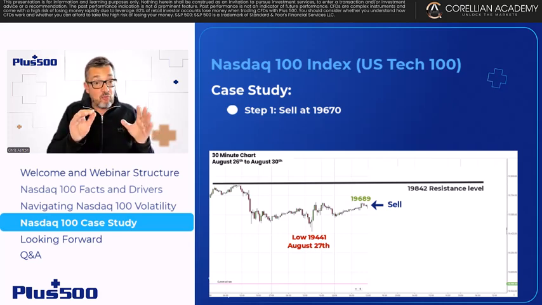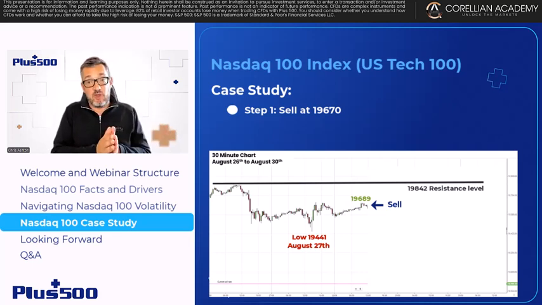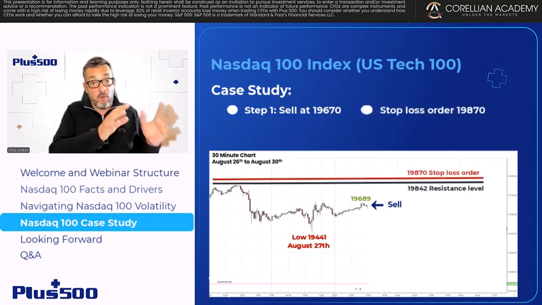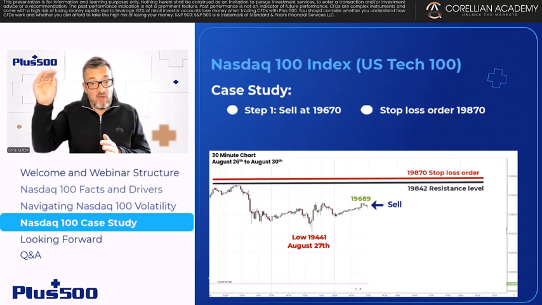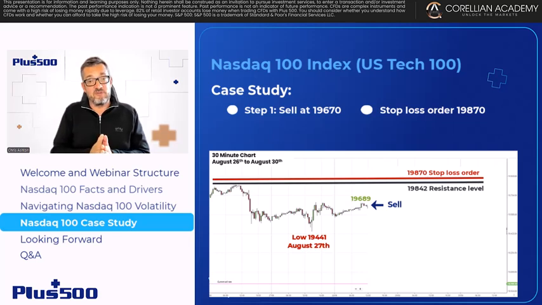19,670. Now, I realize this could be a volatile period, so I reduce my usual position trade size to accommodate a stop loss to protect my position on the top side if the trade goes against me at 19,870. Just above that high at 19,842 from Monday. I set this stop loss order on the Plus500 system.